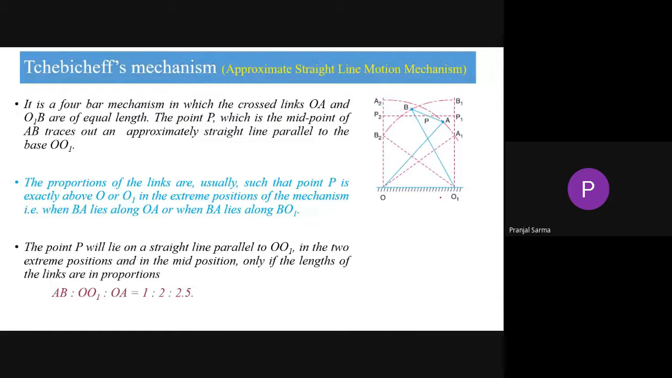Similarly, you have the Chebyshev mechanism; anyone can go through that. Once again, OO1 is the fixed link that we have, and OA, AB, and O1B are the other links, so it's a four bar mechanism. Your cross links OA and O1B must be equal in length, and on the AB link there is a point P, the midpoint.